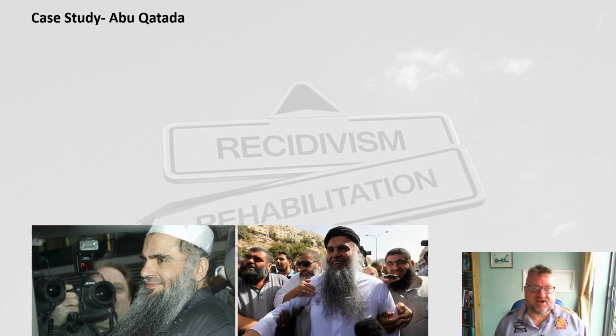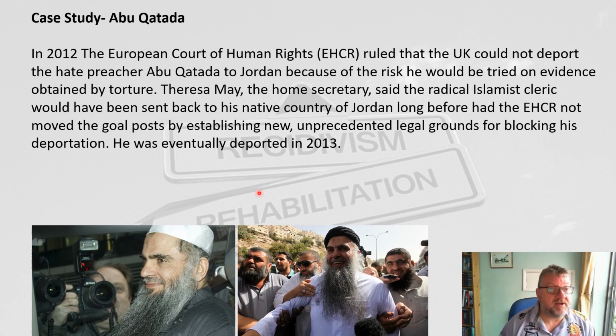So how can I illustrate how this due process model might be a barrier to or a limitation to agencies achieving social control? Well, we can use the case study of Abu Qatada, this man down here. Now, in 2012, the European Court of Human Rights ruled that the UK could not deport Abu Qatada, who the UK had branded as a hate preacher, to Jordan because of the risk he would be tried on evidence obtained by torture.